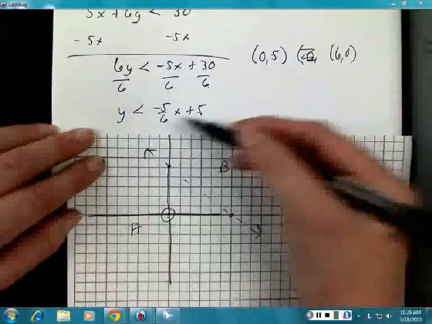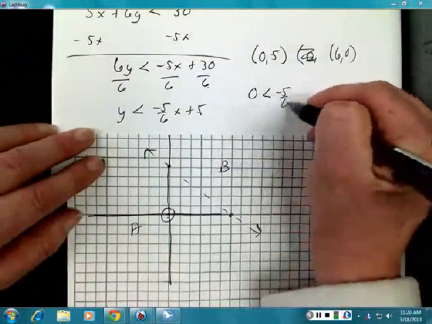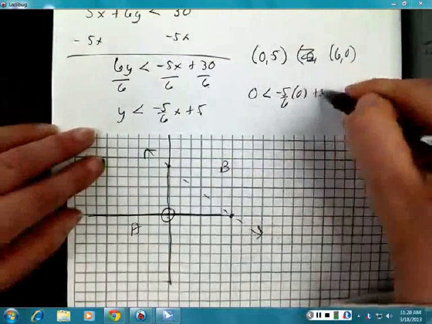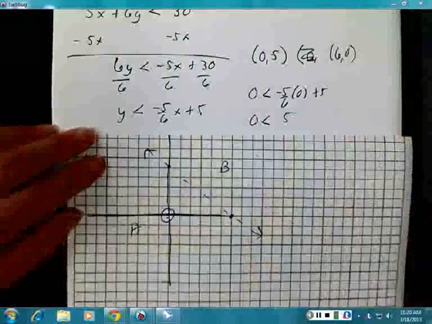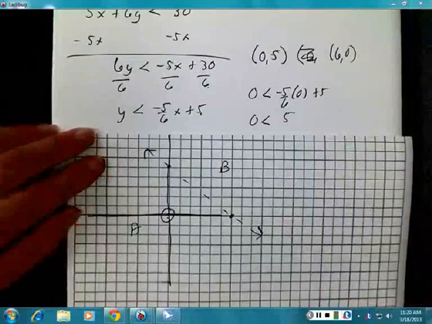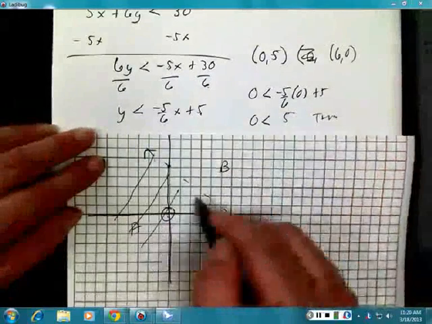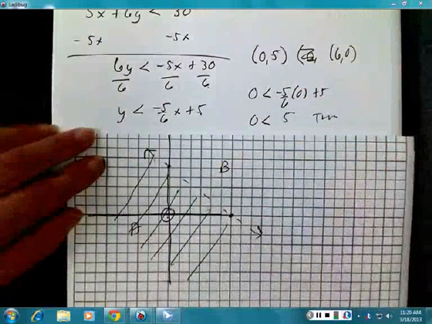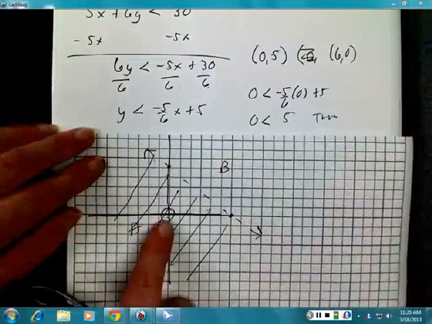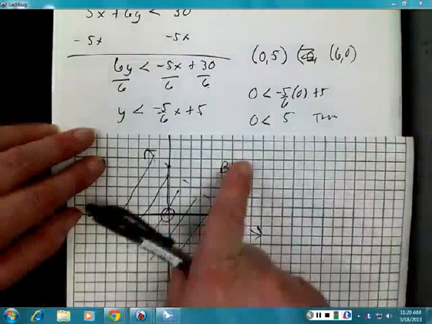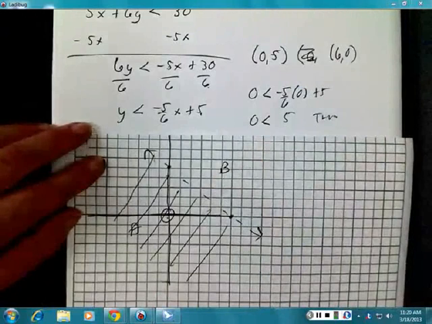And if this were part A and this is part B, what side do I shade? So plug it in. 0 is less than negative 5/6 times 0 plus 5. So is 0 less than 5? True or false? True. So I shade below my line for my answer. If this came out false, then I would shade where B is at. Okay?